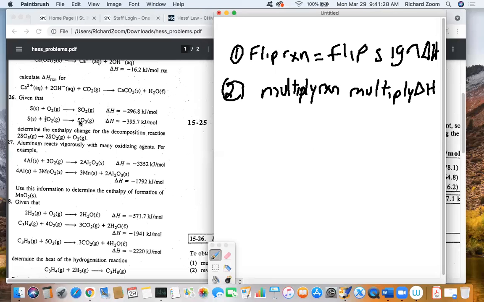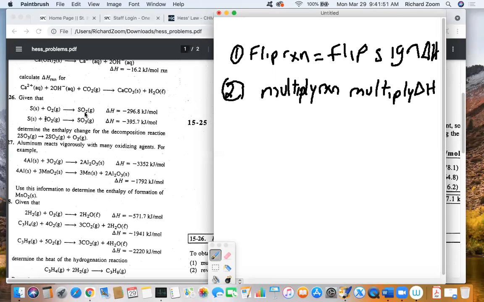So what I'm talking about here is I look at the equation down here that we want. I see that we have SO3. Now there's no SO3 in the first equation, but there is SO3 in the second equation. Now the SO3 is on the wrong side though. It's on the right hand side when it needs to be on the left. So what that tells me is that I need to flip reaction 2.